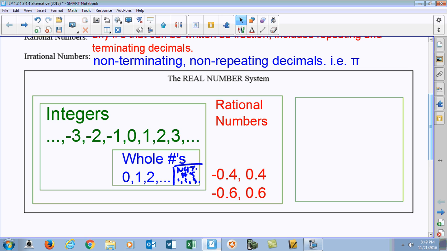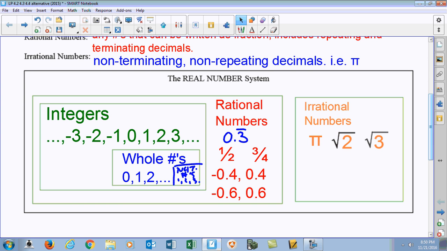And again, you can have decimals, positive or negative. You can have fractions. You can have repeating decimals like 0.3 repeating. Lots of different things. So as long as they fall under that set, they're a rational number. The other side is the irrational numbers. Again, those are pi, non-perfect squares.